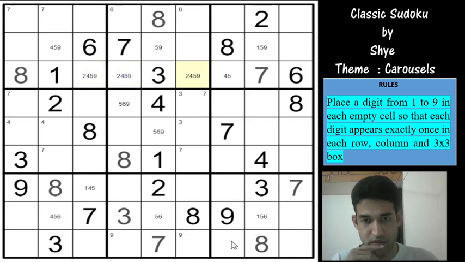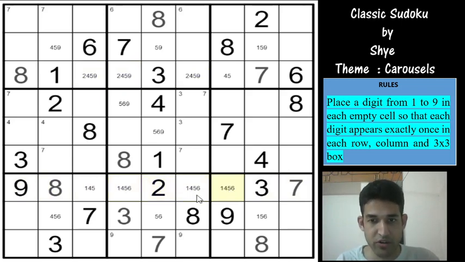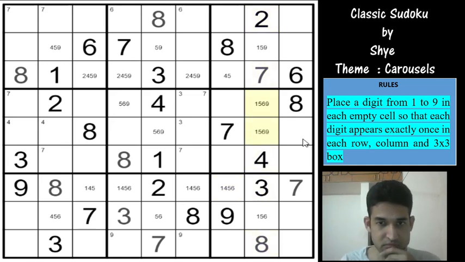Okay, and similarly in row 7, 2, 8, 9, 3, 7. So all these 3 cells would be 1, 4, 5 and 6. I don't think you can eliminate any candidate from that cell. 2, 7, 3, 4 and 8. So both of these cells must be 1, 5, 6 and 9. No elimination again.